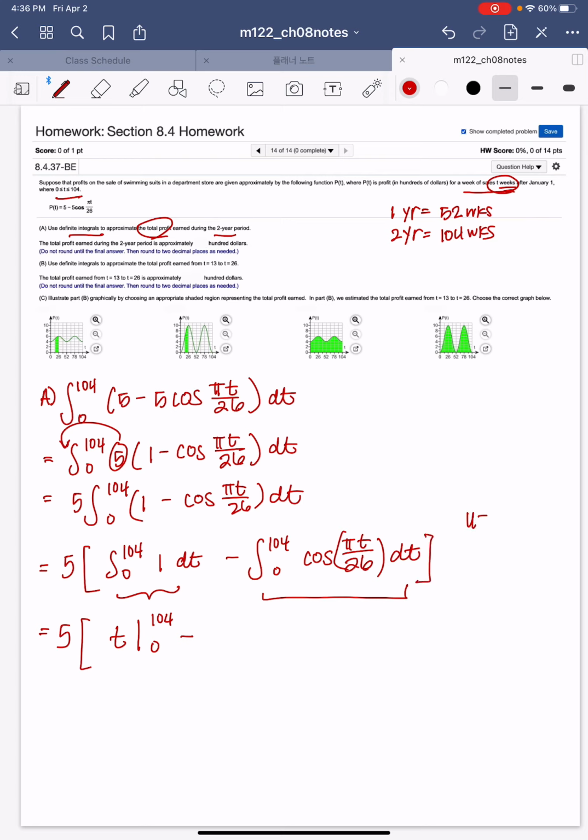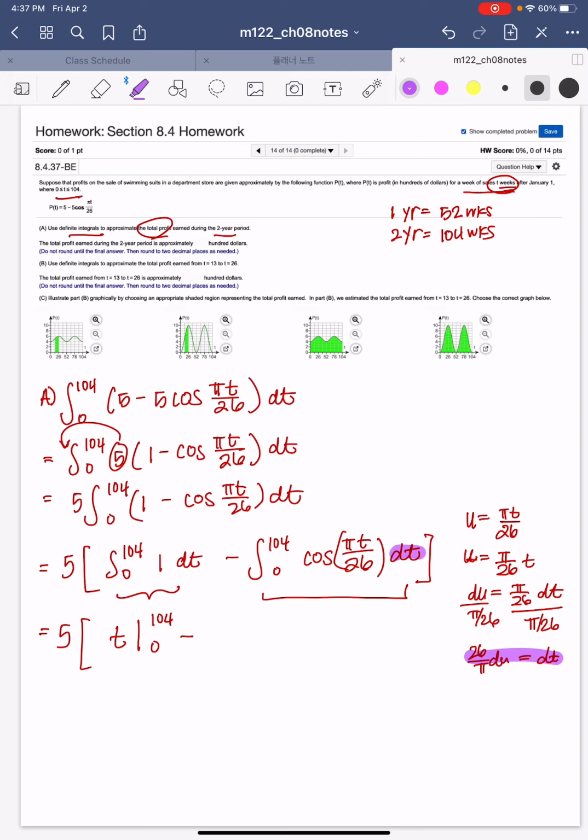So my u will be pi t over 26. In other words, let me rewrite that: u is pi over 26 t. So pi over 26 is a constant, so my derivative is just pi over 26 dt. Let's solve for dt. Divide by pi over 26. Pi over 26 dt is equal to 26 over pi du. So that's what I'm going to be substituting for my dt.